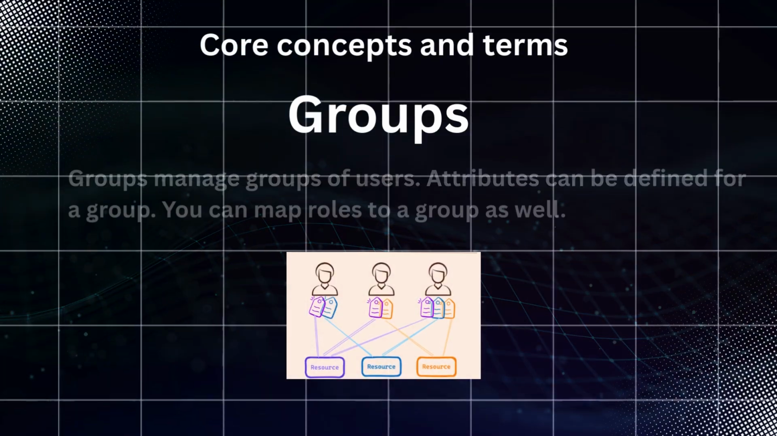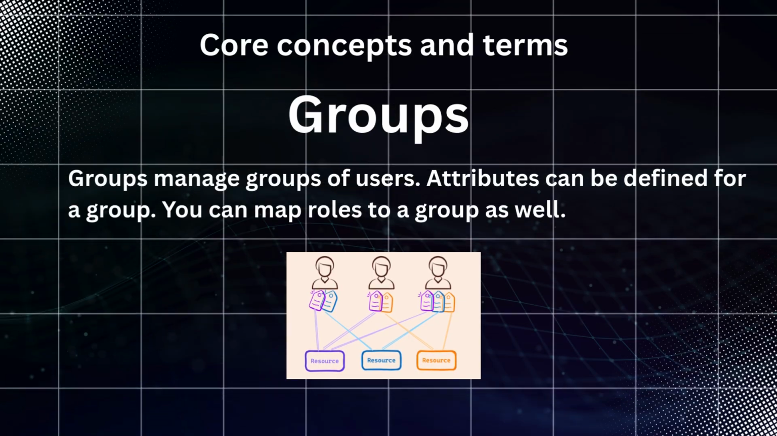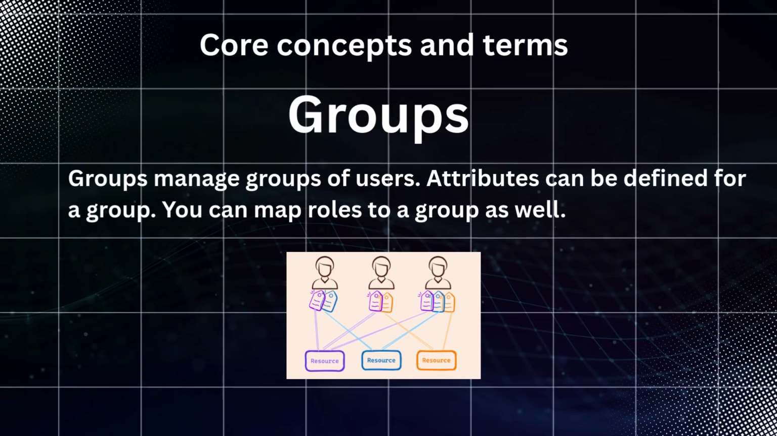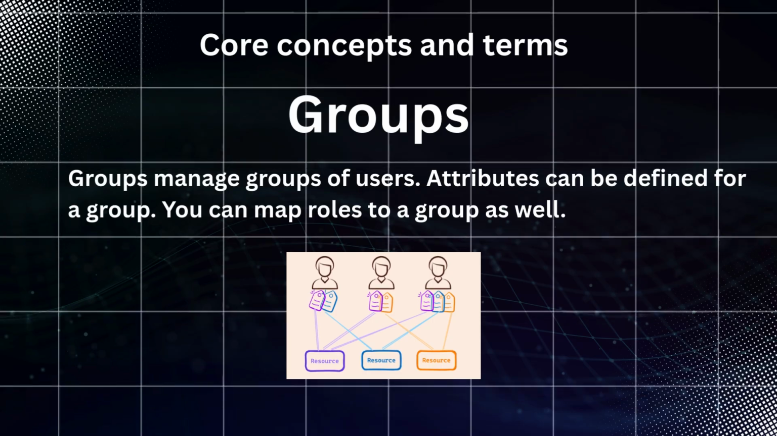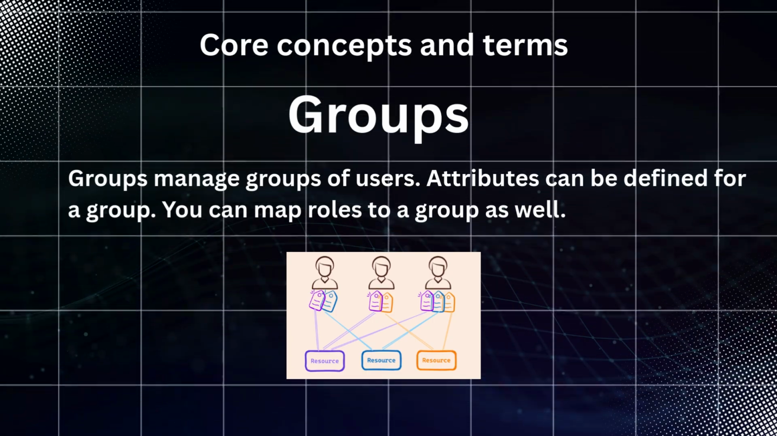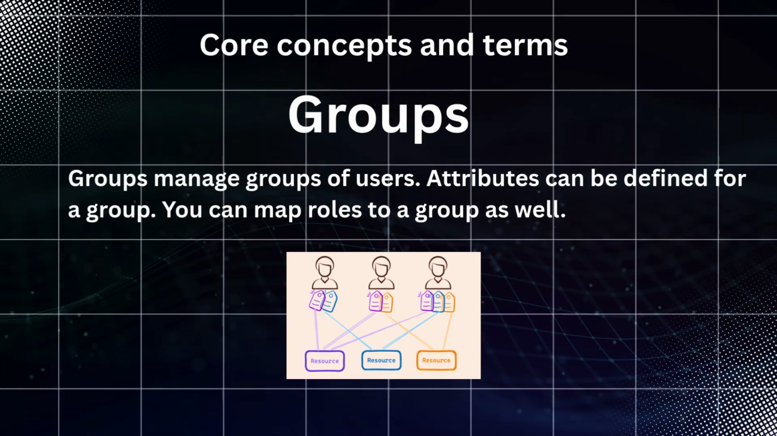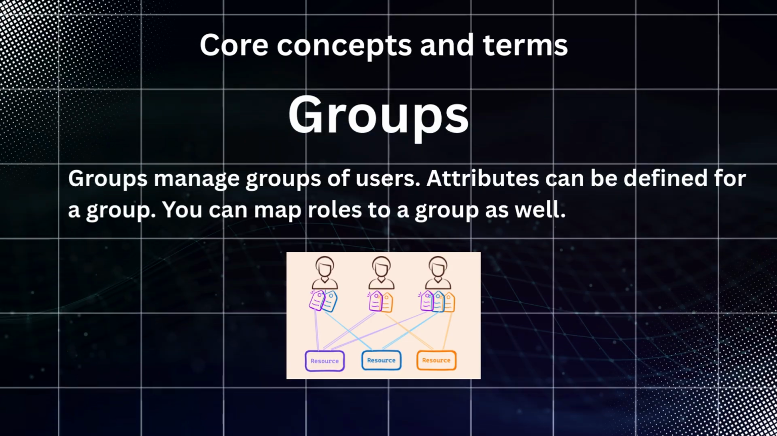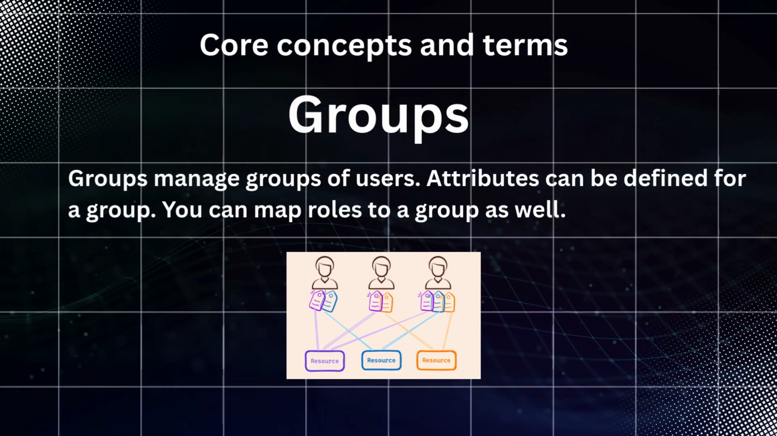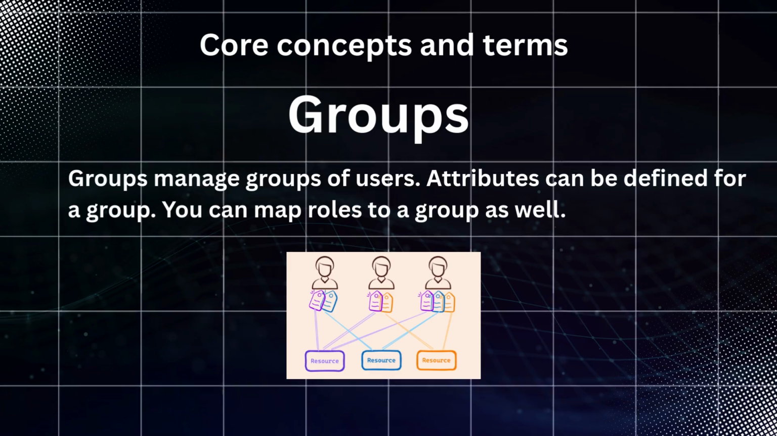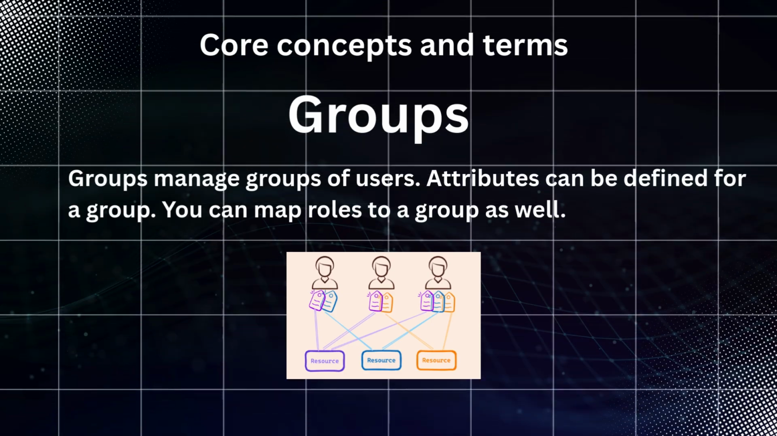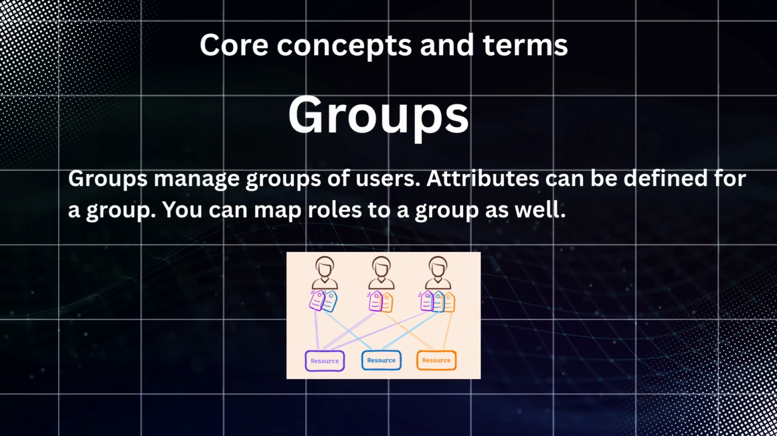The next will be groups. Groups manage groups of users. Attributes can be defined for a group, and you can map roles to a group as well. Users that become members of a group inherit the attributes and role mappings that the group defines. So let's take an example where all engineers are added to the engineering group, which grants access to the issue trackers and CI/CD tools.